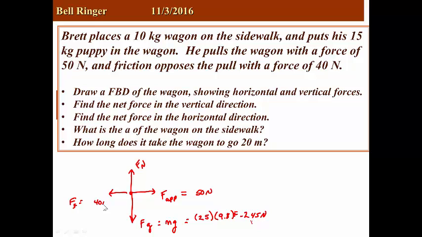And what do I have to do with that 40 newtons? Make it negative because it's going the opposite direction. Okay.